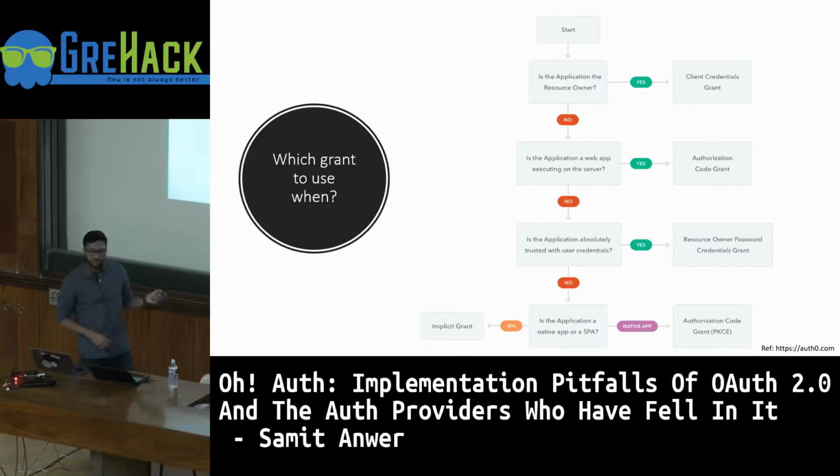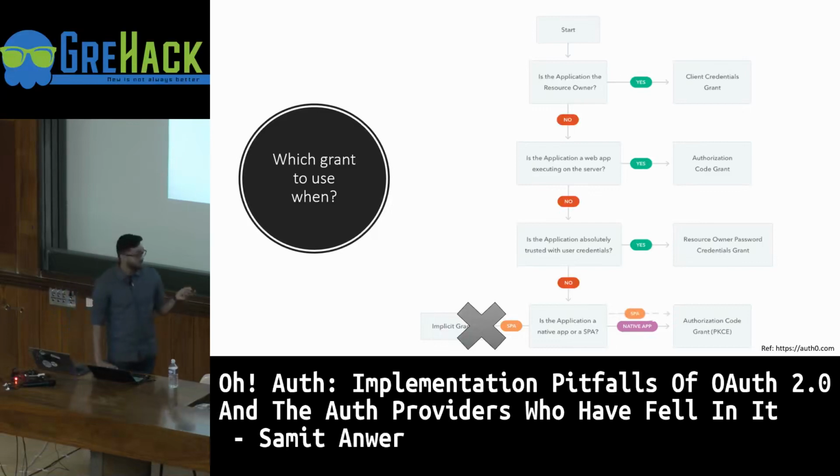For single page applications, previously we could have used implicit grant as well, but of late, this technique has not been used in practice because it's vulnerable to a lot of attacks and it leaks the access tokens everywhere in your browser history and in the referer headers. So it's always good to use authorization code grant with PKCE for single page apps as well.